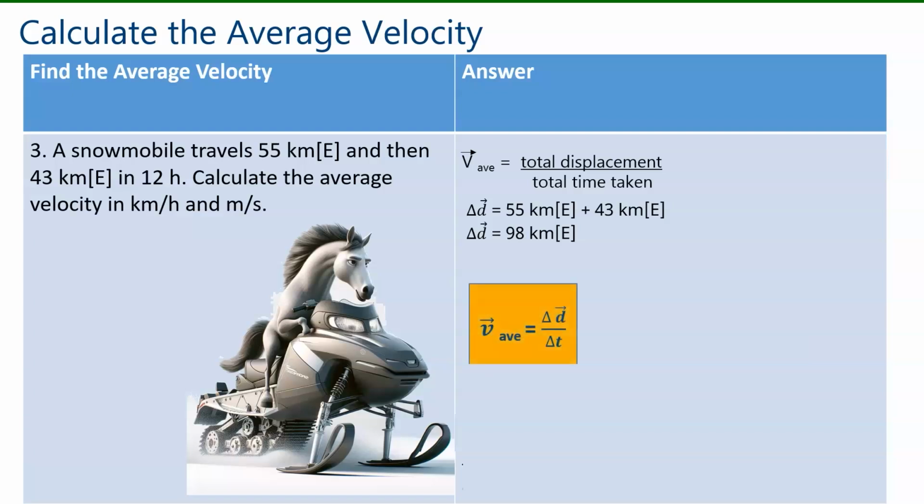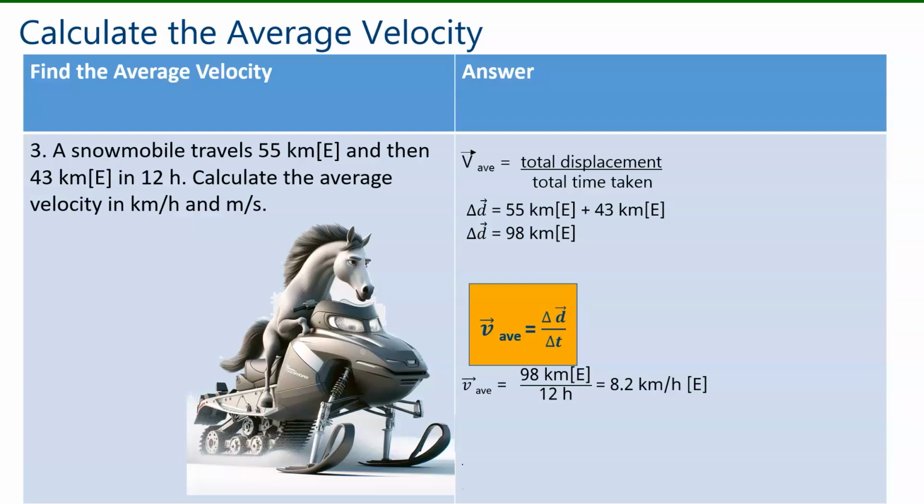So now we're going to calculate our average velocity, which is our change in displacement divided by the change in time. So we have 98 kilometers east divided by 12 hours gives us 8.2 kilometers per hour east. Notice that in our division, the least number of significant digits is 2, so we have 2 significant digits in our answer. The problem also asked us to calculate the average velocity in meters per second.